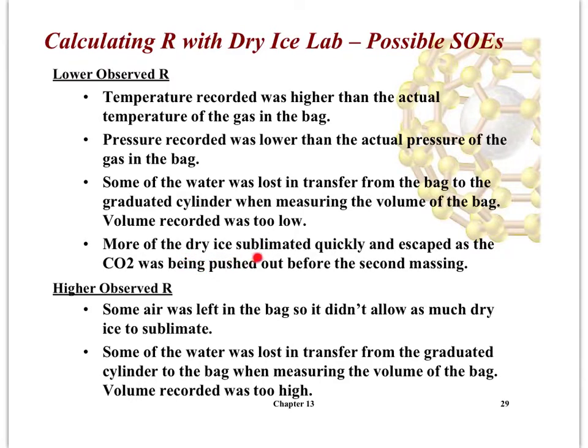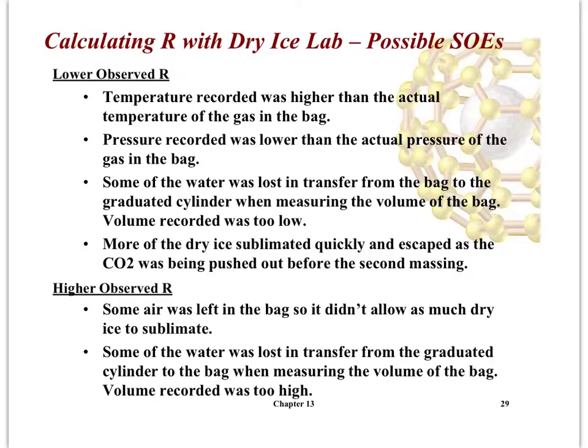Or more of the dry ice sublimated quickly and escaped as CO2 was being pushed out before the second massing. So before your second massing, your bag was inflated with CO2, you pushed all that out, but maybe before you closed it, some extra dry ice had sublimated and escaped.